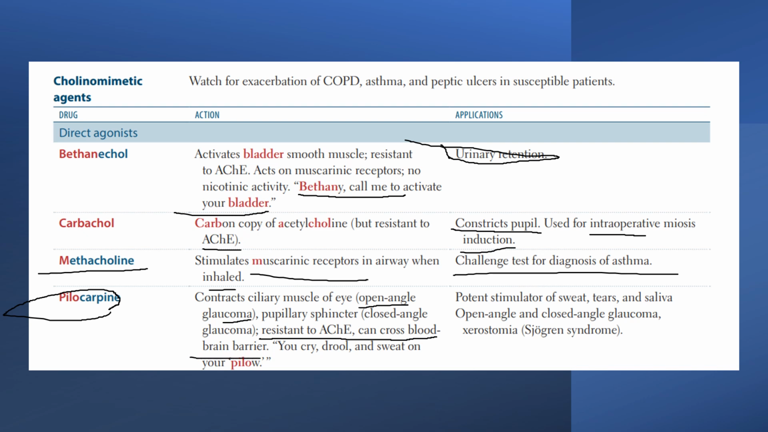You cry, drool, and spit. It is a potent stimulator of sweat, tears, and saliva. It is used in open angle and closed angle glaucoma and xerostomia, as in Sjogren syndrome.